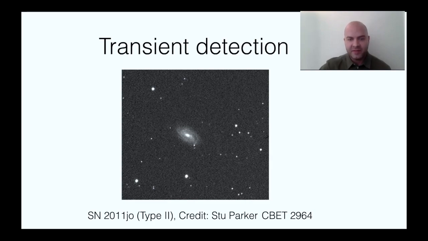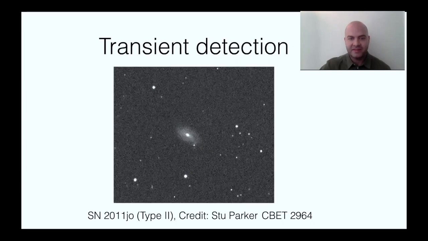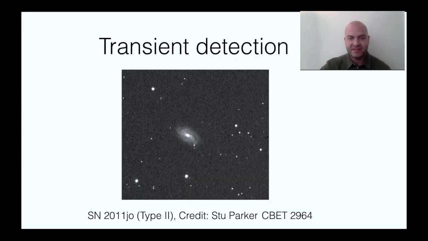Let me go back and forth a little bit here. Maybe you can see it. It's not that easy actually. So I have marked it with an arrow here. There is a supernova there that appears pretty close to the galactic nucleus of this galaxy.